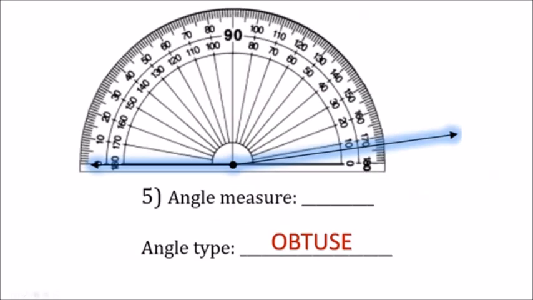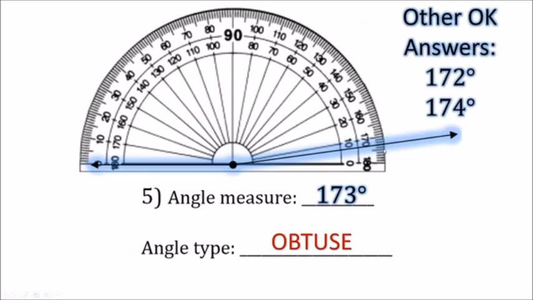This is an obtuse angle, and when you put the protractor on here, you'll notice we are starting on the outer scale going all the way around. So we're at 170, 171, 172, 173. I would also accept 172 or 174, but 173 being the most exact.